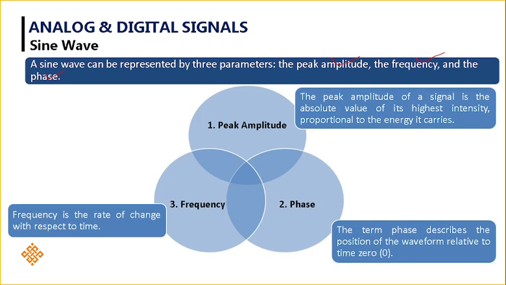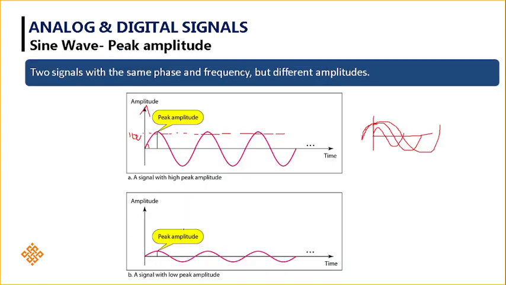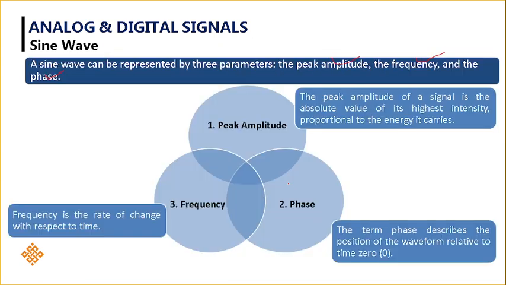Next we have frequency. Frequency is nothing but the rate of change with respect to time. I will show you in the diagram. These are the three definitions: amplitude is nothing but the voltage, phase is nothing but the angle, and frequency is nothing but the number of cycles per second.